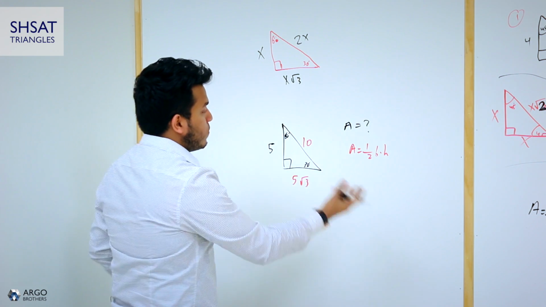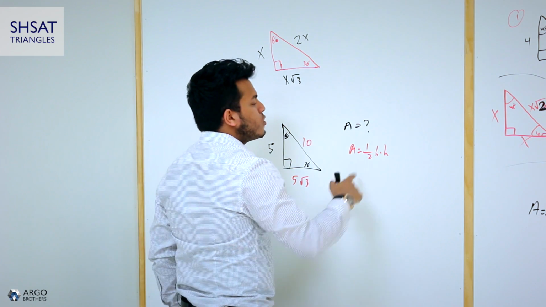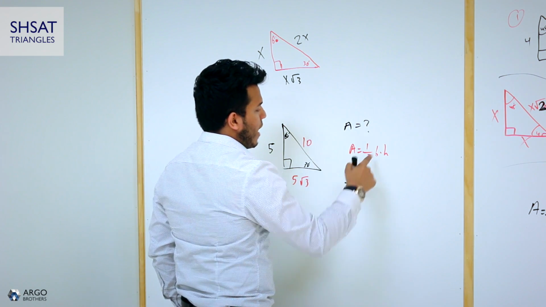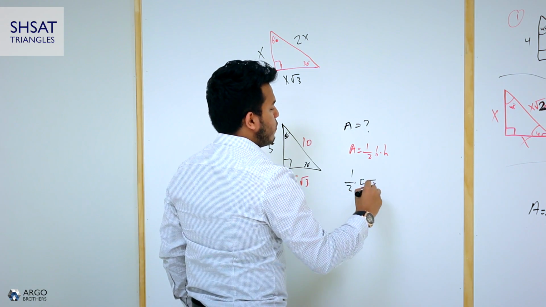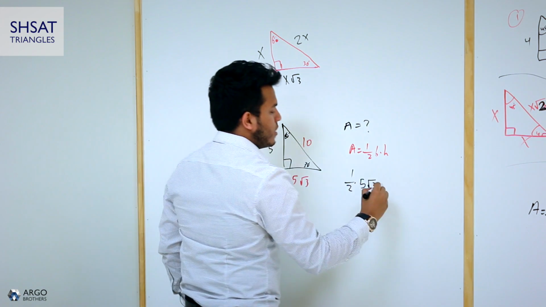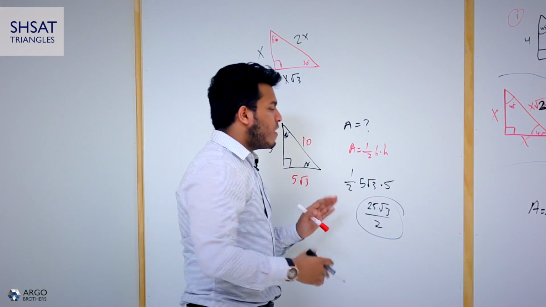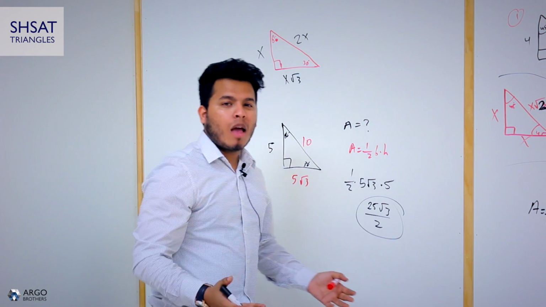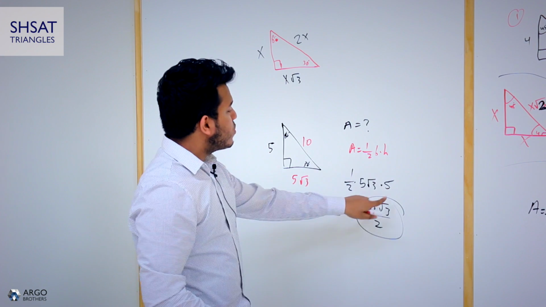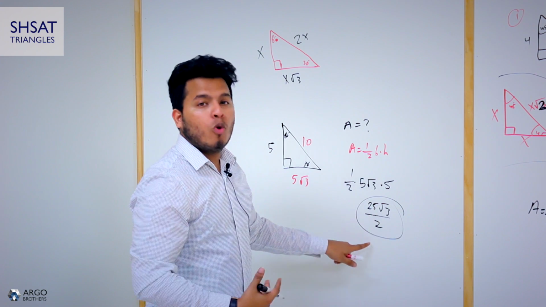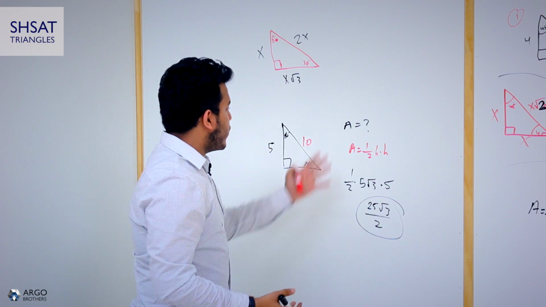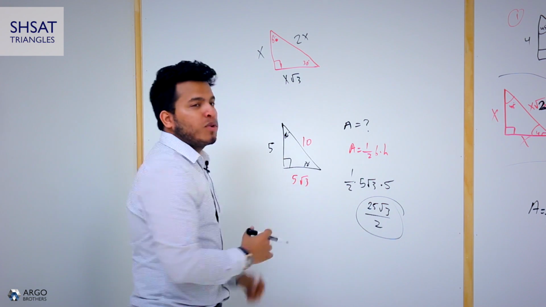And now if I want to solve for my original question, A is equal to 1/2 base times height. 1/2 times the base, which is 5 radical 3, times the height, which is 5, okay? So I have 1/2 times 5 radical 3 times 5, and I can go ahead and combine that. So 5 times 5 is 25, 25 radical 3 all over 2. So that is my answer, which is the area of this figure over here, okay?